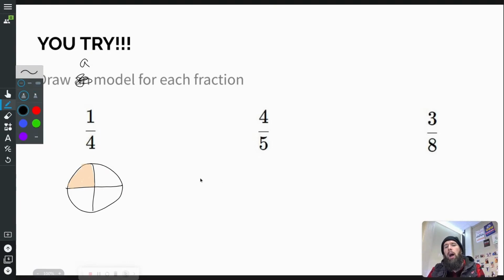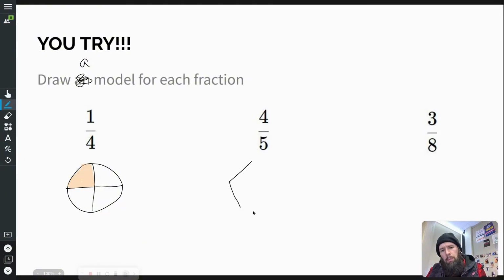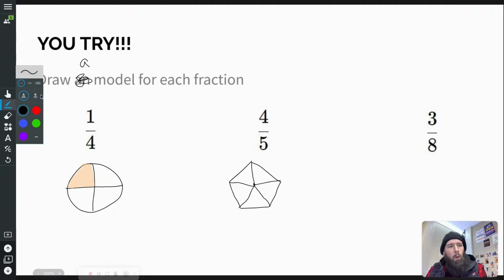Something with 5 equal parts. I'm going to try to draw a pentagon. I'm actually not doing half bad here. And then connect everything in the middle. That's not too bad. It's not good, but it's not bad. And I'm going to shade 4 of them. 1, 2, 3, 4.